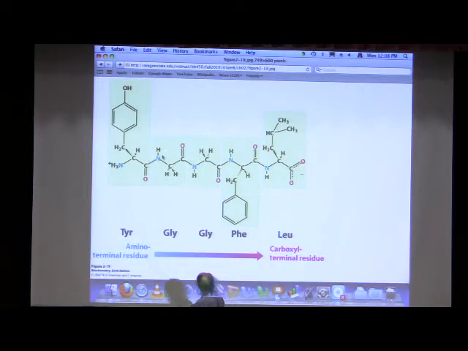All of the other alpha aminos and alpha carboxyls don't enter into the picture because putting them together in a peptide bond essentially stops them from ionizing. So that's a great simplification.